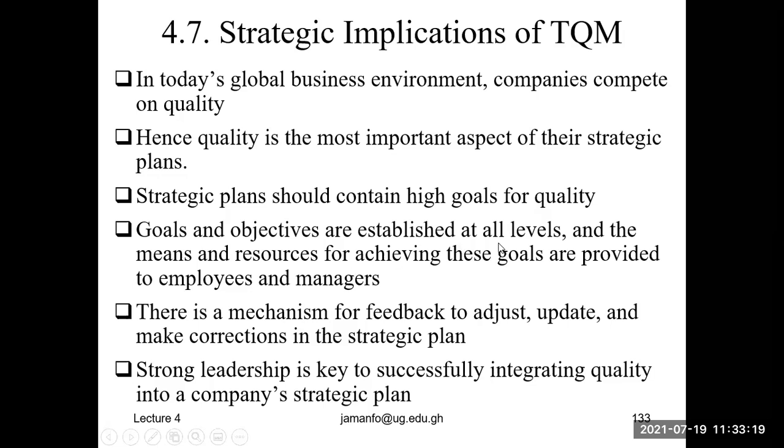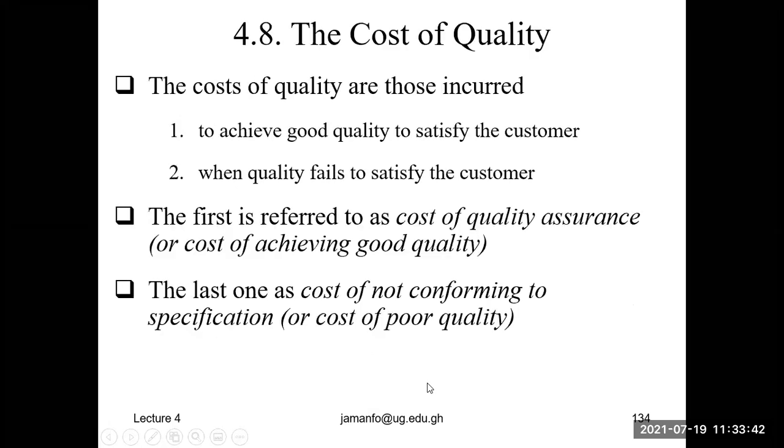Goals and objectives are established at all levels, and the means and resources for achieving these goals are provided to employees and managers. In some companies, employees do not even know the vision statement and the mission statement of the company. Now, there is a mechanism for feedback to adjust, update, and make corrections in the strategic plan. Strong leadership is key in this regard.